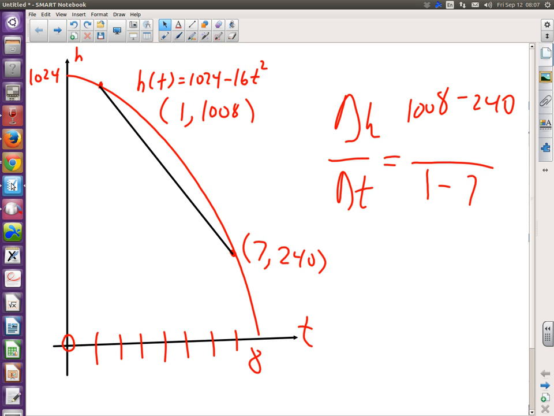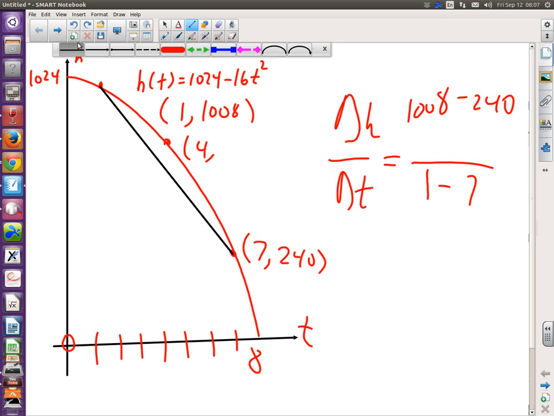Okay? Let's say I wanted to do, I don't know, at 4, right here. Let's say this point right here. Say that's 4 comma what? Go ahead, plug it in. 4 comma what? Anyone got it? So now the secant line, what is it doing?